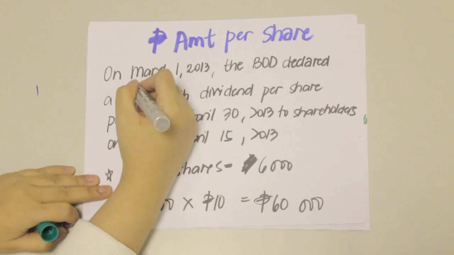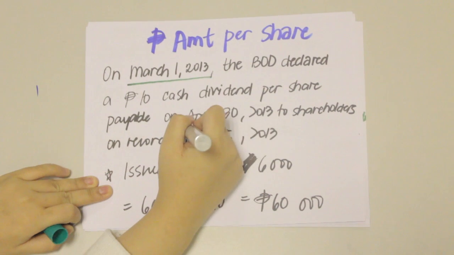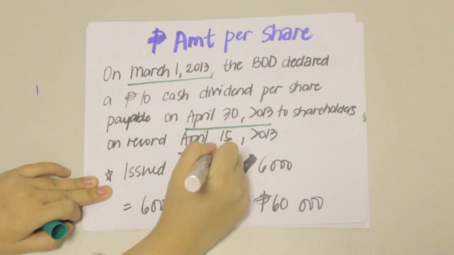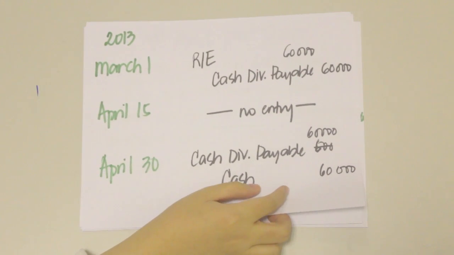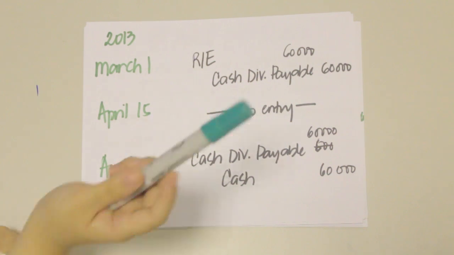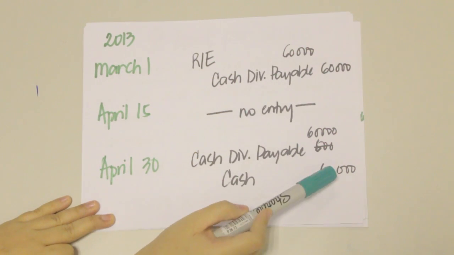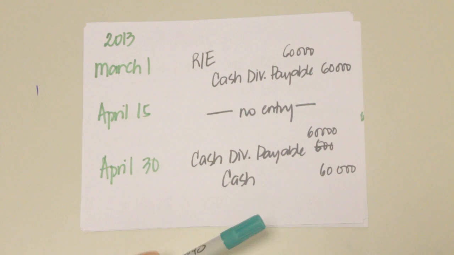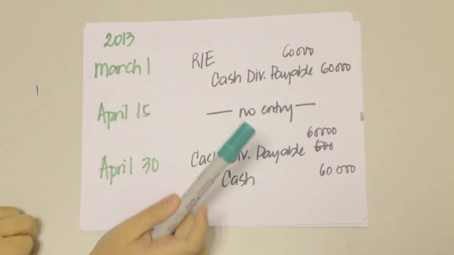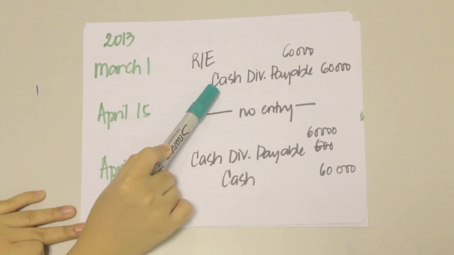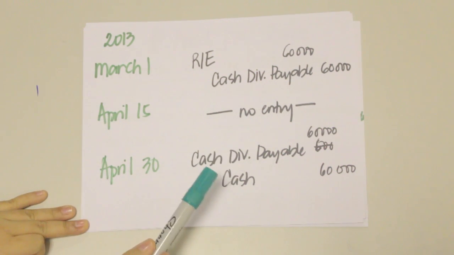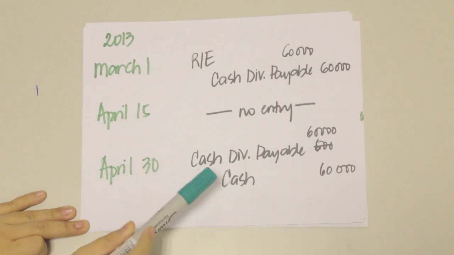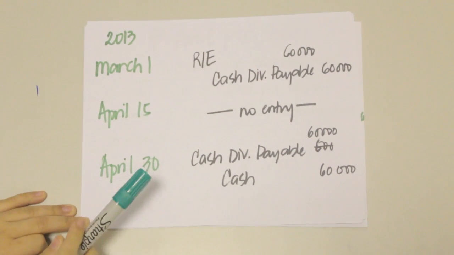Again, March 1 is your date of declaration. April 30 would be your date of payment, and date of record would be April 15, 2013. Now, the entries you need would be the same as earlier, but the difference would just be with the amounts here. So this is your date of declaration. So a debit to retained earnings and a credit to cash dividends payable. Again, no entry for the date of record, and a debit to cash dividends payable and a credit to cash for the date of payment.